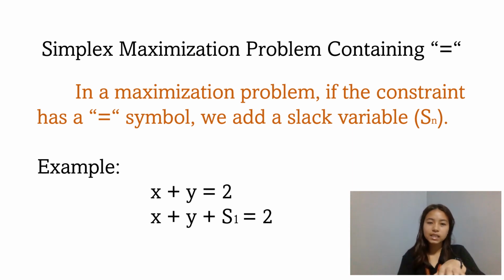By adding the slack variable S1, you allow x plus y to be potentially greater than 2. The slack variable absorbs the excess beyond 2, ensuring the equality constraint is met. So the introduction of the slack variable transforms the equality constraint into an inequality constraint, enabling the problem to be solved using standard linear programming techniques.